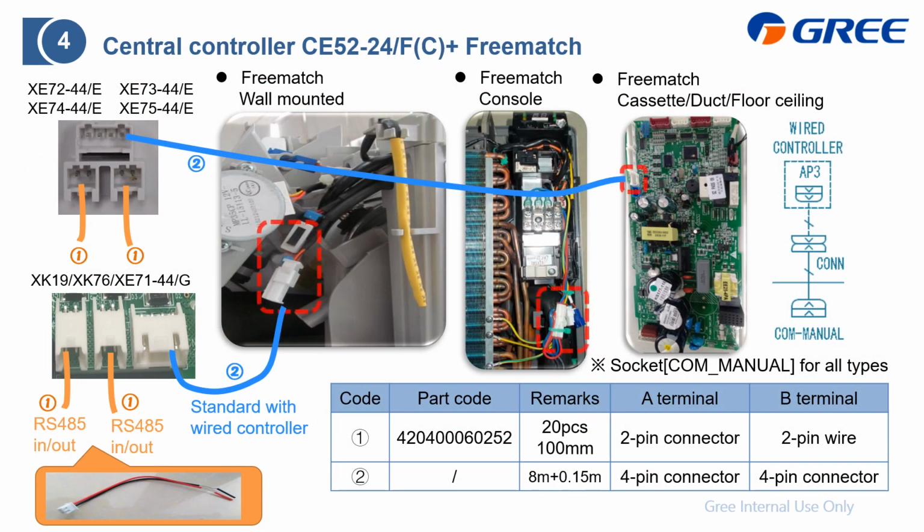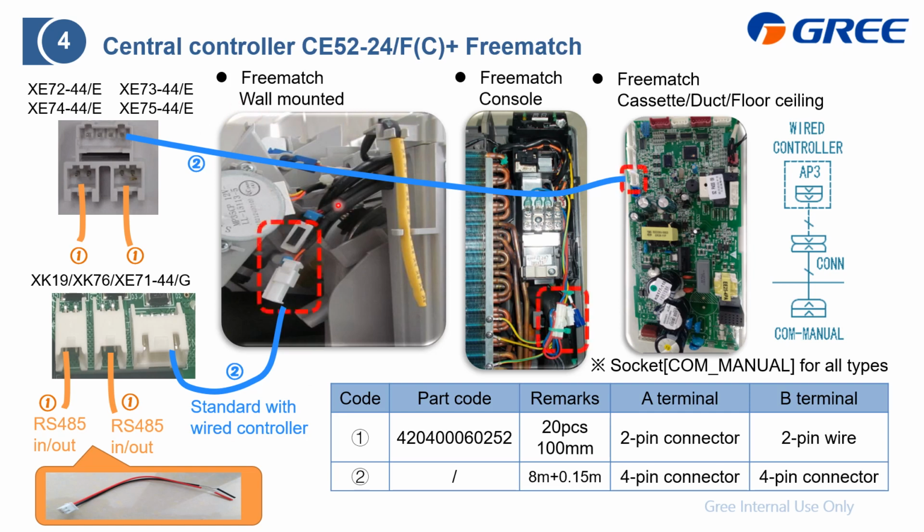This slide displays the detailed wiring between the wired controller and the indoor unit. First, let's focus on the left side. It is the wired controller, the socket. Either for these 4 models or these 3 models, there are 3 sockets. The 4-pin socket is for the connection between the wired controller and the indoor unit. Then you need to connect this cable. It is standard with this wired controller, to the corresponding indoor unit.